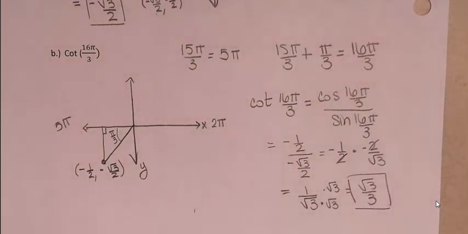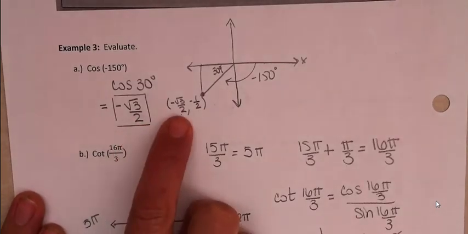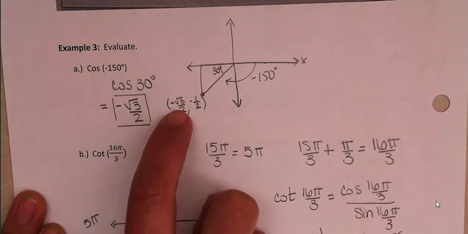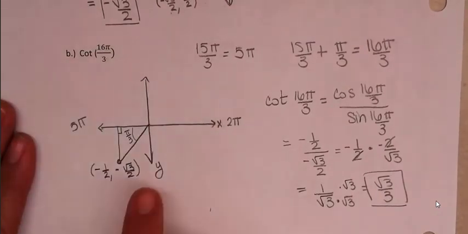Some of these will be really simple. For example, this one where I didn't really have to do much. I just had to figure out what's the point at the end of this terminal side, and cosine is the x value of that point. This one, though, required a little bit more because I'm dealing with cotangent. So I have cosine, I have sine. I have to do a little bit more work in order to get my cotangent.